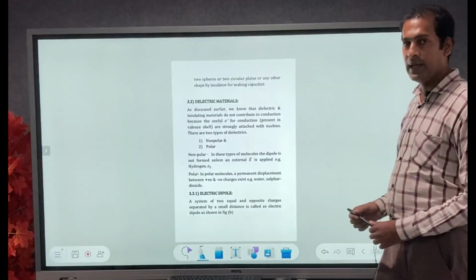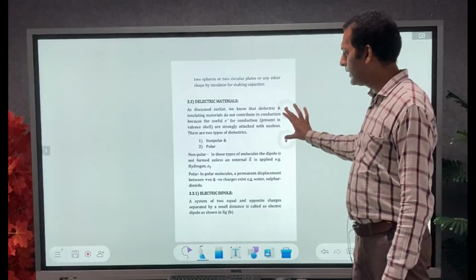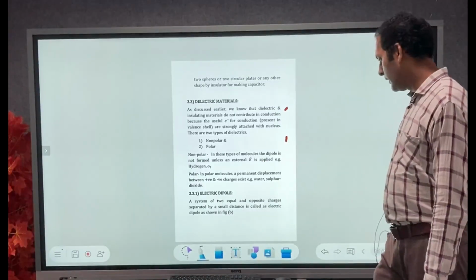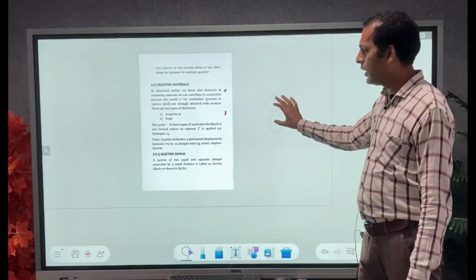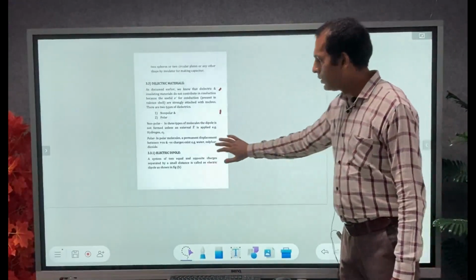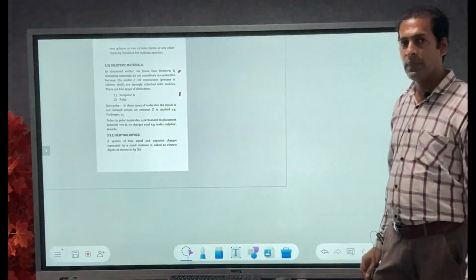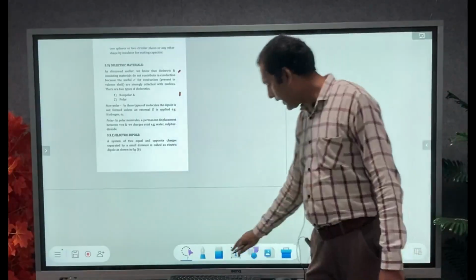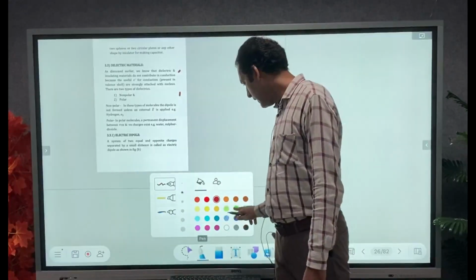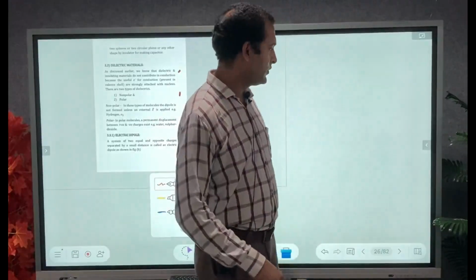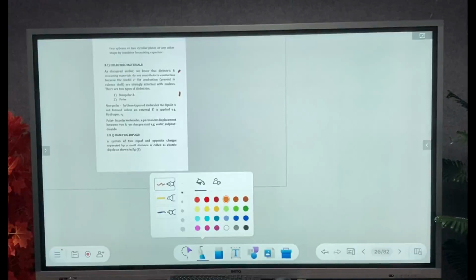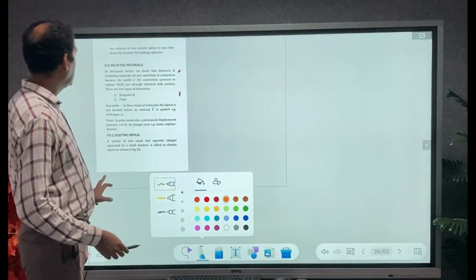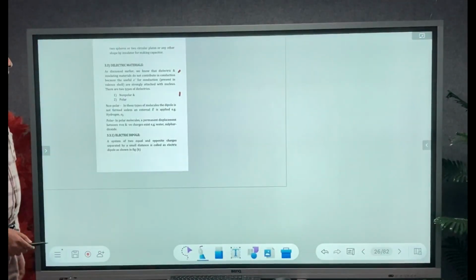Now we will discuss dielectric materials. What are dielectric materials? Dielectric materials are materials which do not conduct. They are bad conductors. They don't allow the flow of conduction. The main topic to study here is polarization. There are two types of polarization in this subject. One polarization is related to dielectrics, another is related to electromagnetic waves, the direction of the electromagnetic wave. Here we will discuss the polarization of dielectrics.